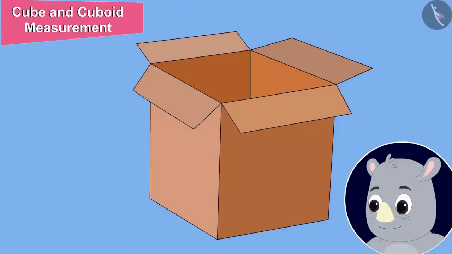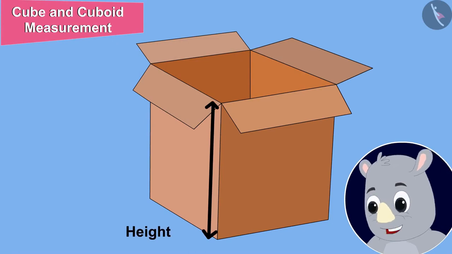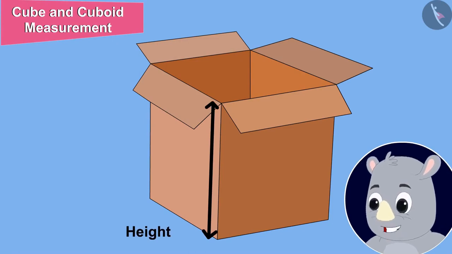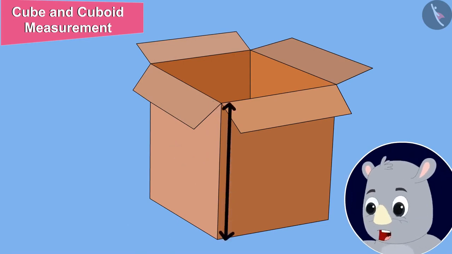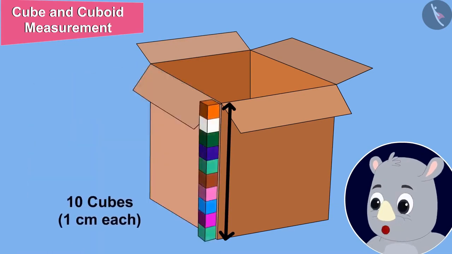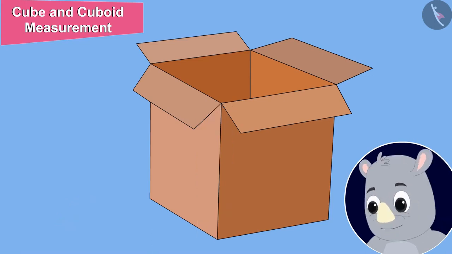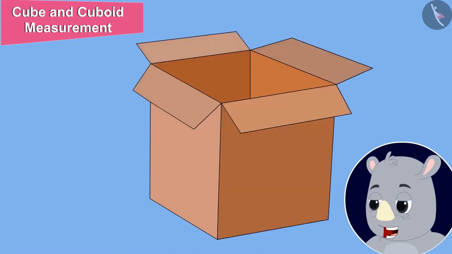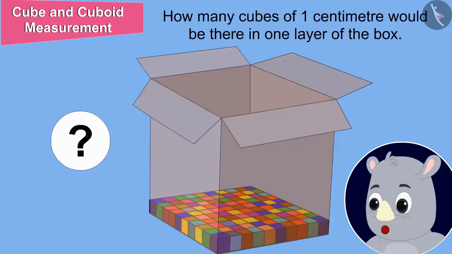Now, Gaggu measured the height of the box. The height of the box is also 10 centimeters. That means the height of the box is equal to 10 cubes of dimension 1 centimeter each. Now let's find out first how many cubes of dimension 1 centimeter would be there in one layer of the box.